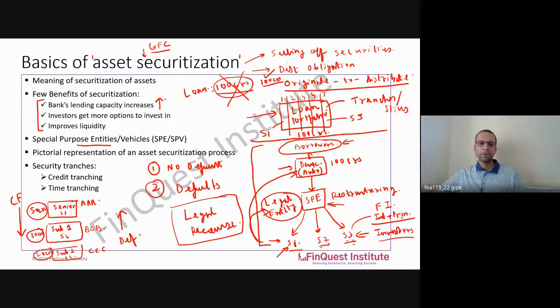So this is technically what we call credit and time tranching. Time tranching basically has to do with the payment of your cash flows, whereas credit tranching has to do with the way in which your credit defaults are going to move.